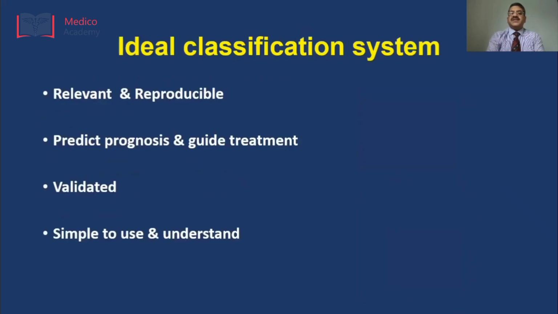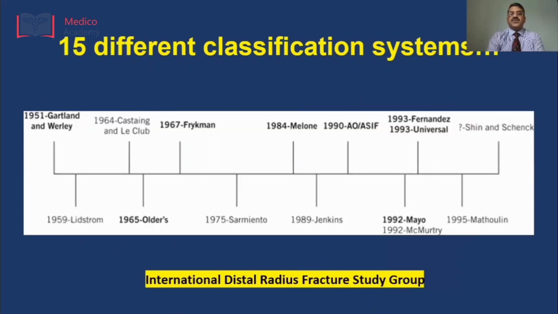An ideal classification system of the distal radius should be relevant and reproducible. It should be able to predict the prognosis and guide the treatment. It should be validated, and it should be simple to use and understand. Unfortunately, over the years, no one system has been able to fulfill all the criteria. As a result, there is a myriad of fracture classifications available. Over the years, more than 15 different classification systems have been in vogue from 1951 to present day, but we will talk about only some of the common ones.